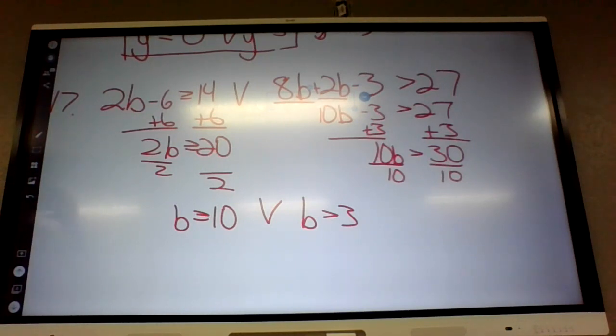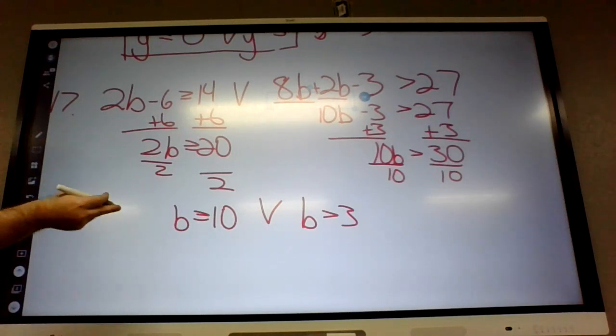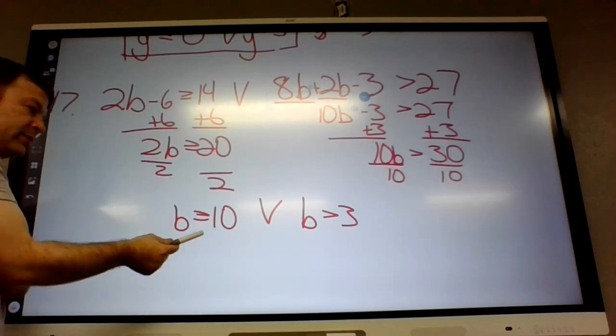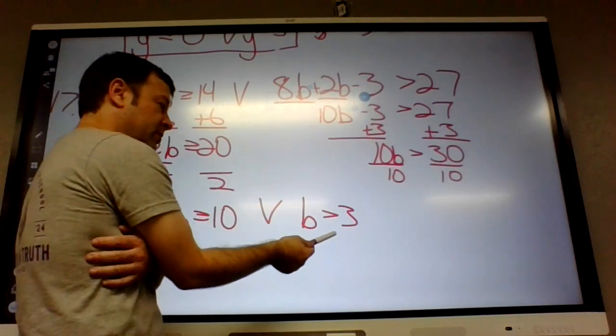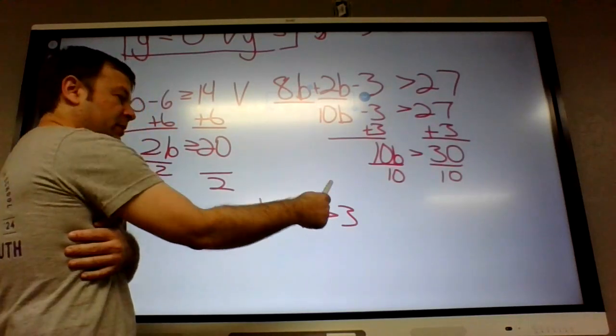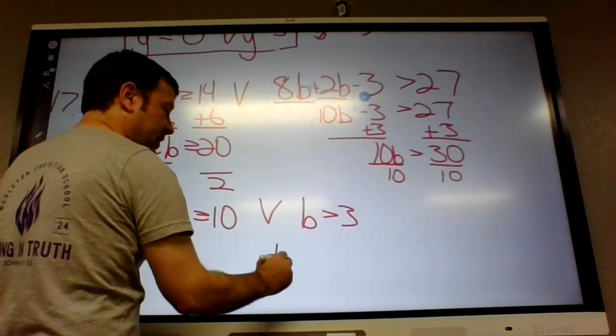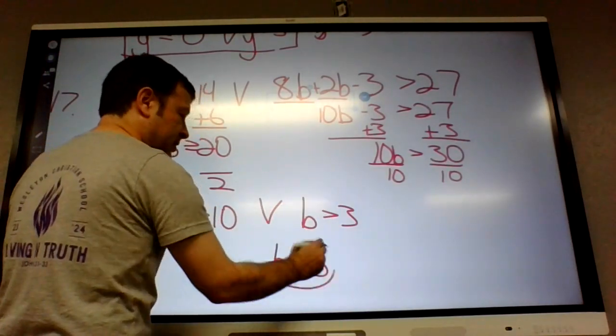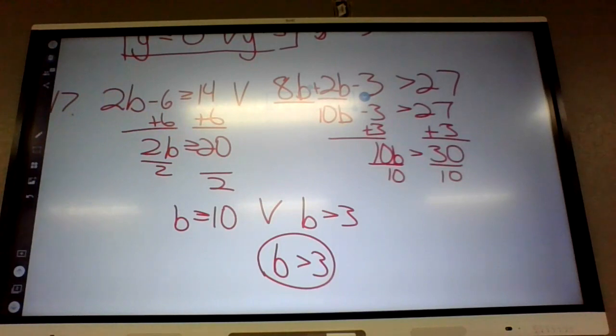What numbers are greater than or equal to 10 or greater than 3? Well, like 11 and 12, that would definitely work. So how about like 4 and 5? Would they be greater than or equal to 10 or greater than 3? Yeah, because they work for that one. So the simplified answer is all the numbers greater than 3.